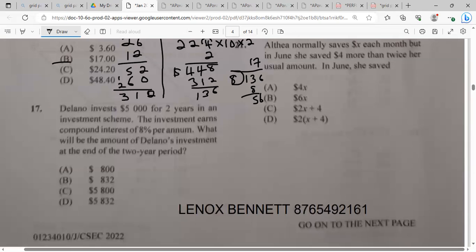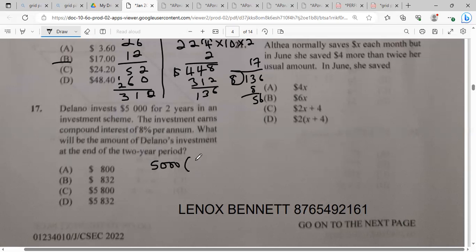All right, let's look at this one. Delana invests $5,000 for 2 years in an investment scheme. The investment earns compound interest of 8% per annum. What will be the amount of Delana's investment at the end of the 2-year period? So we know the investment is $5,000. All right, so we have 8%.